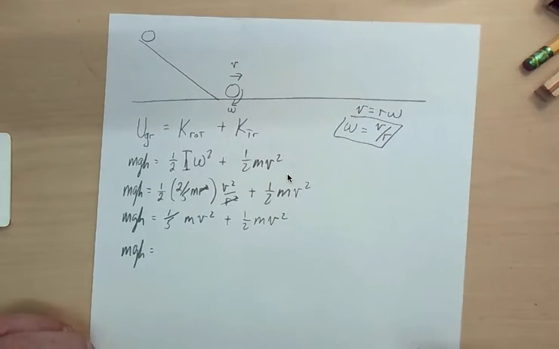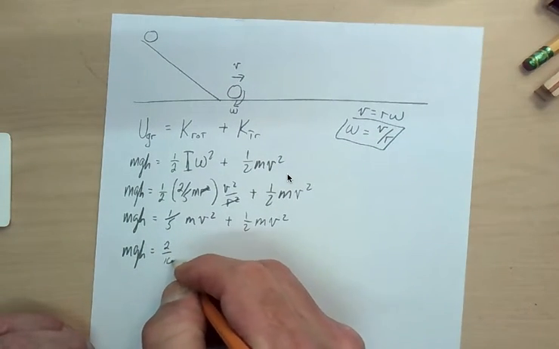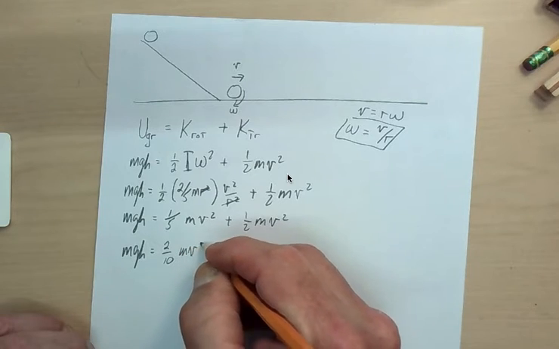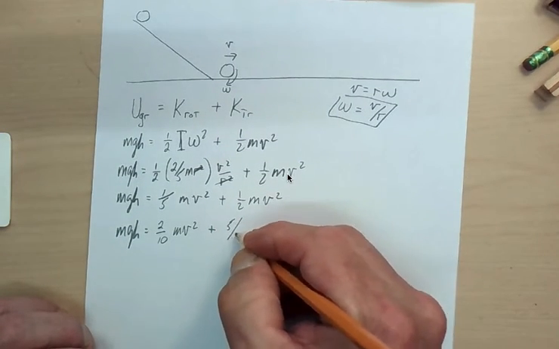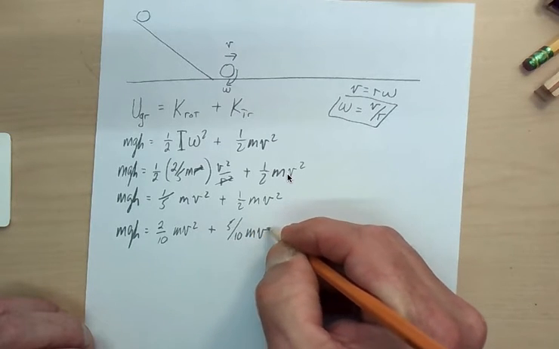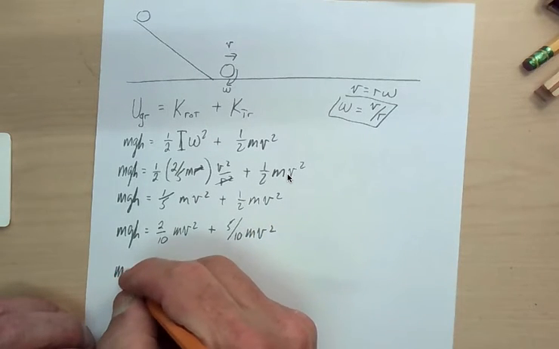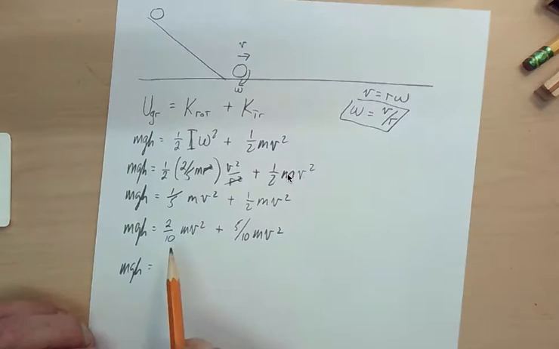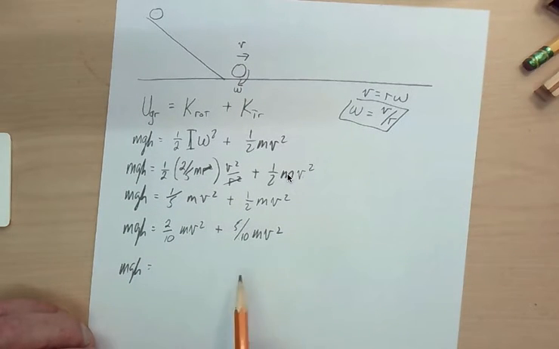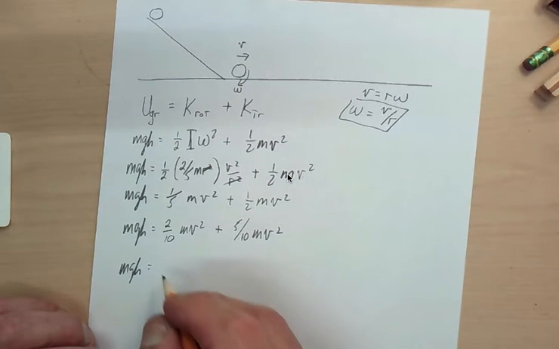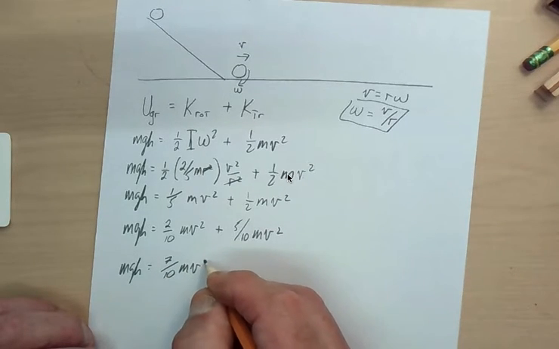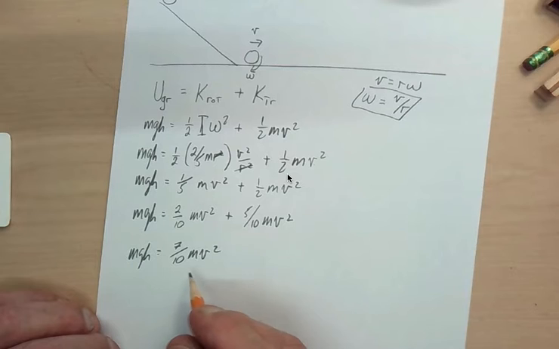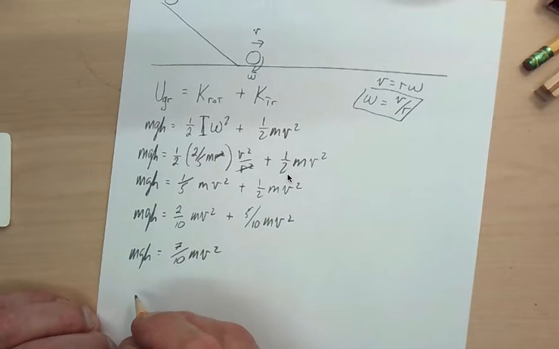Well, what's 1/5 in tenths? 2/10 mv squared plus 1 half in tenths is 5/10 mv squared. So mgh is 2/10 mv squared plus 5/10 mv squared. That's 7/10 mv squared.